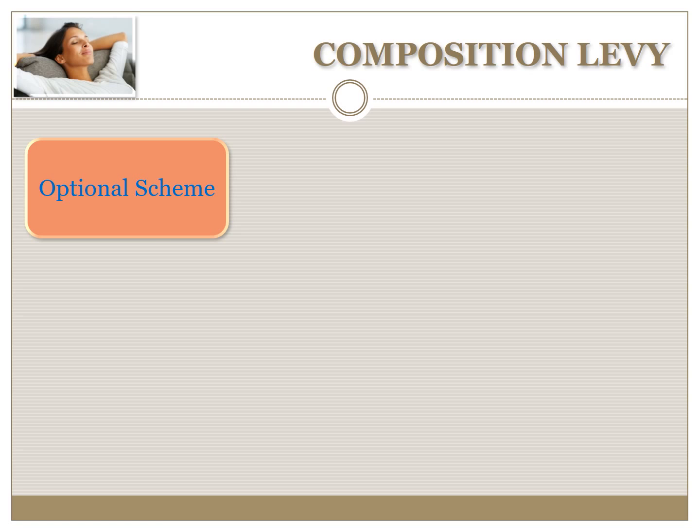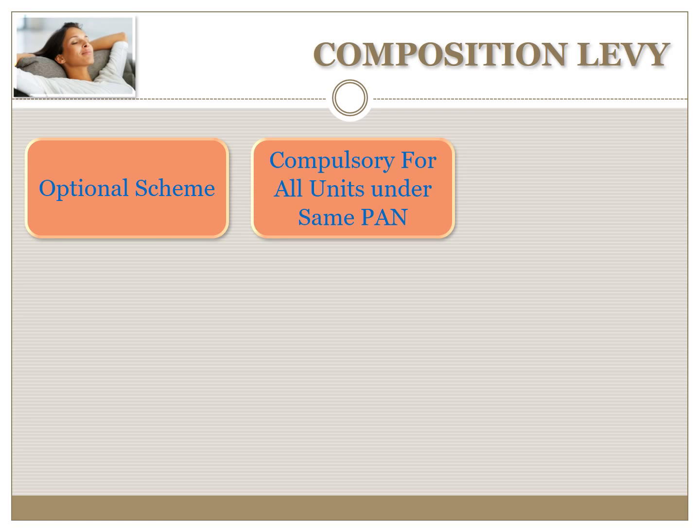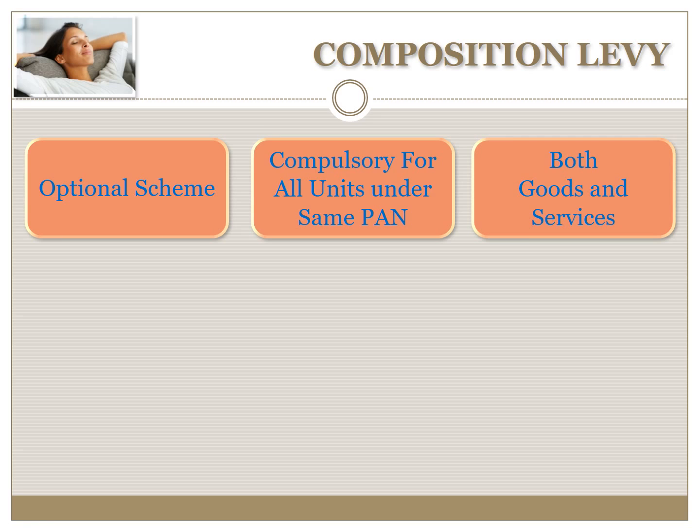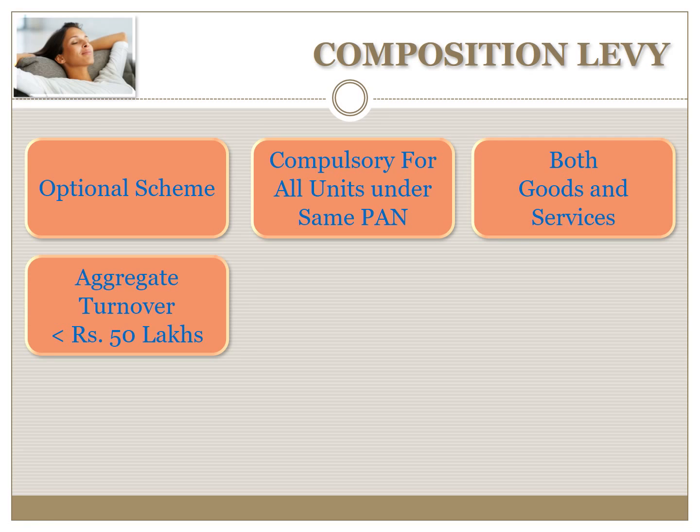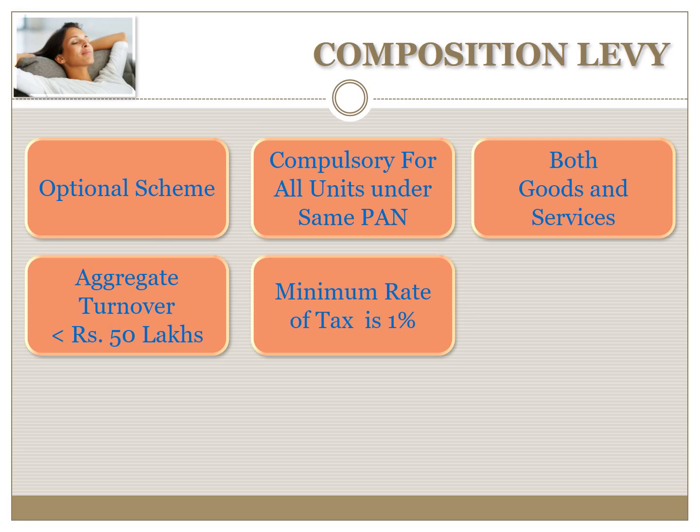If a taxable person was not eligible for opting or his permission was incorrectly granted, then the proper officer may cancel the permission and demand a differential tax and penalty equivalent to the tax. All the units under the same PAN should opt for composition. The scheme is applicable to both goods and services. Aggregate turnover shall not exceed Rs 50 lakhs. Minimum GST rate shall be 1%.